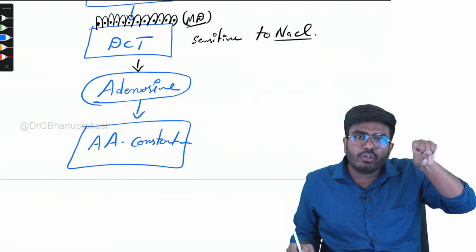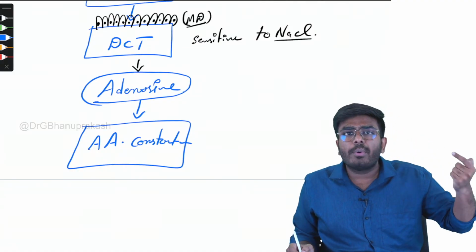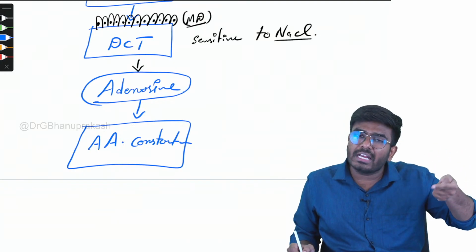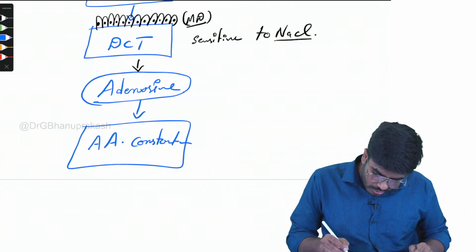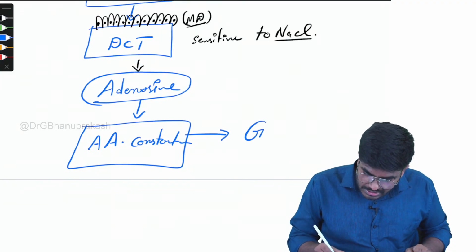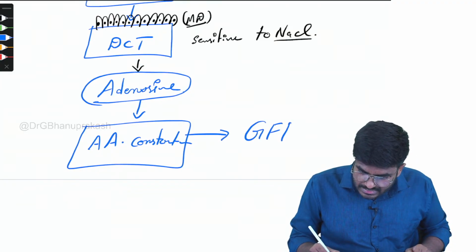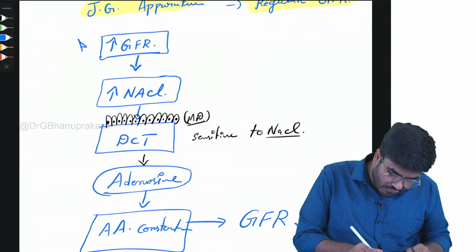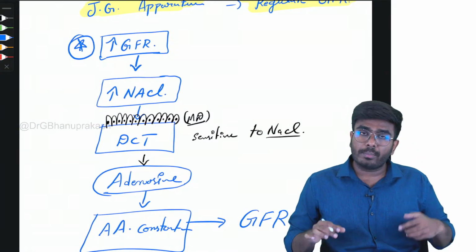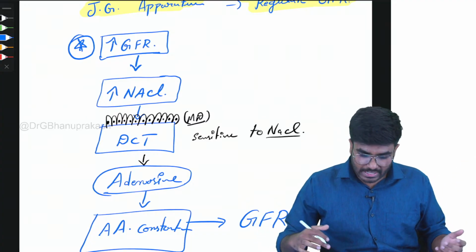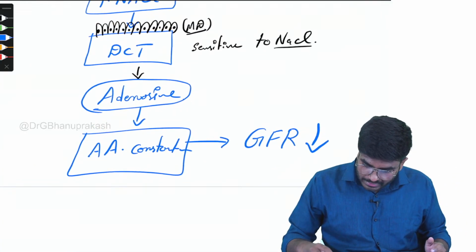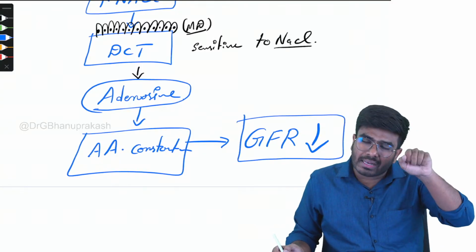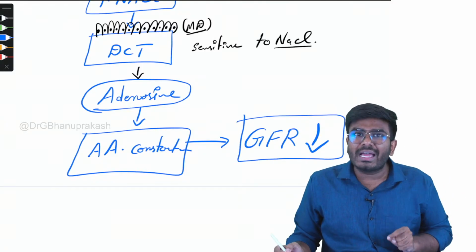When the afferent arteriole is constricted, what happens to the amount of blood coming to the glomerular capillaries? Reduced. So automatically, what happens to GFR? Reduced. So afferent arteriolar constriction will decrease the GFR. So see here guys, if GFR is increased because of any pathological reasons, automatically GFR is going to be brought down to normal. Who is doing that?